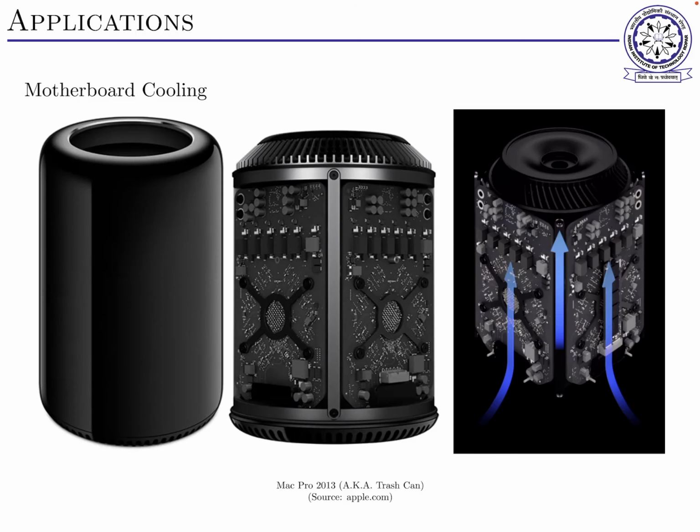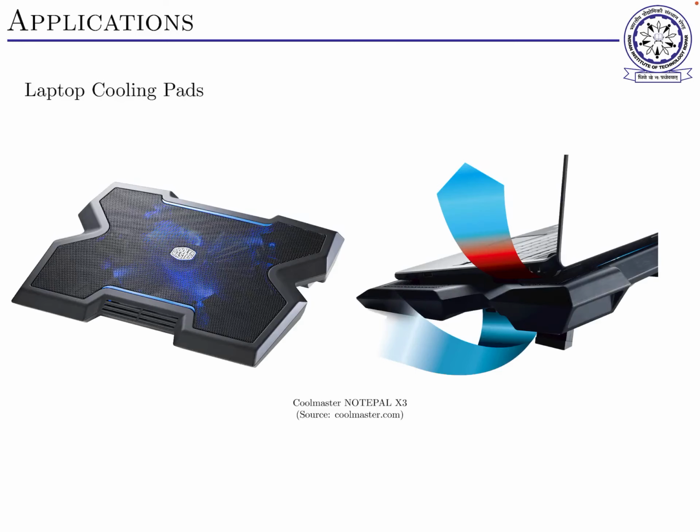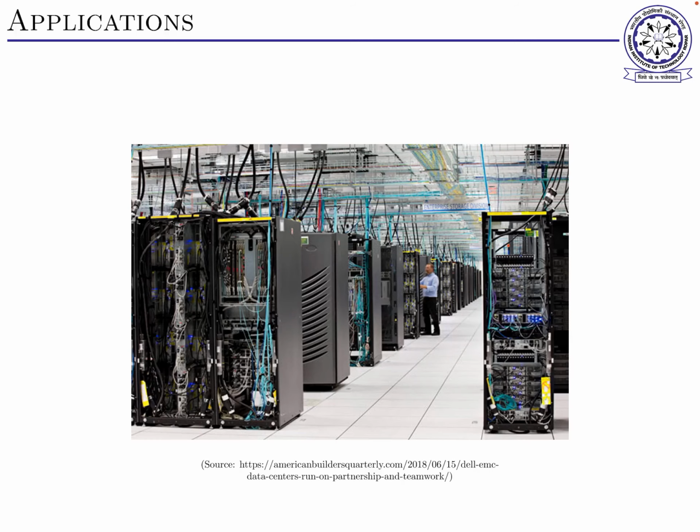Many companies do this in very fascinating ways. This is the trash can, the Mac Pro, also known as the trash can. They find various types of geometry for doing this. They put a fan on the top, a creative sort of thing. And if you have a very bad laptop and you cannot do anything, then you can simply buy a laptop cooling pad. This is also an example of forced convection. You put your laptop on it, there is a fan, and it will try to cool it. This is a very minimalistic approach and a cheap way.